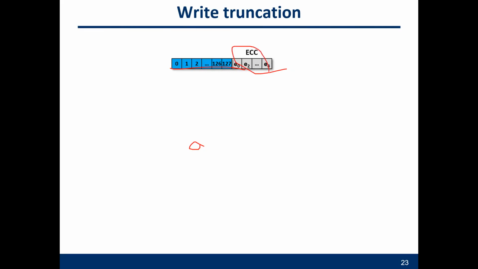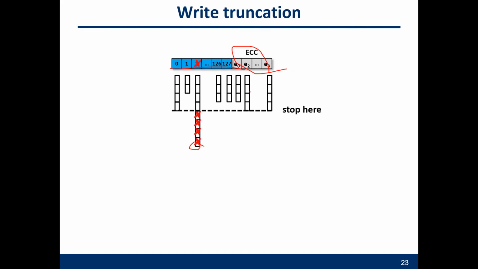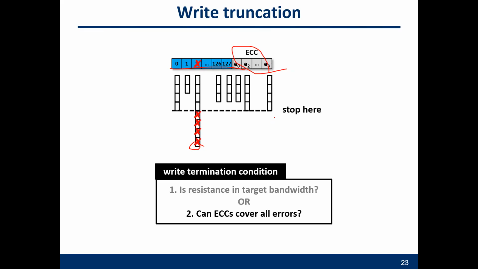Then we can use ECC to correct the error in this example. Then we can stop earlier. And of course, we need to write the ECC. Then we can relax the constraint on the write operation. Now, we don't have to wait for all the cells to reach the target resistance. We can stop earlier if the ECC can cover all the errors.